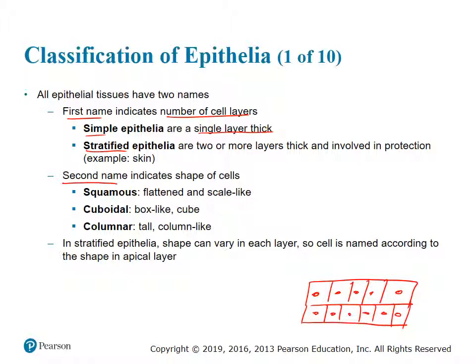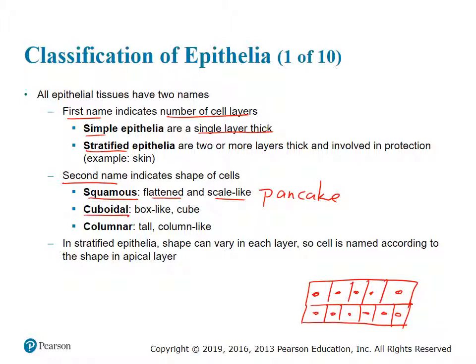Then the second name indicates the shape of the cell. Okay, what it looks like as far as shape. And there's 3 main shapes, and there's actually more out there, but as far as we're concerned, the majority of our cells fall under these 3, right? A squamous cell is flattened, scale-like, looks like a pancake. It's how I've always remembered it, okay? Really flat cell, okay? Still has all the parts that a cell should have. That's not changed, but the shape is real flat.